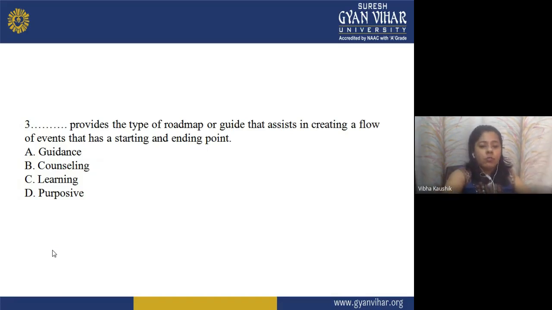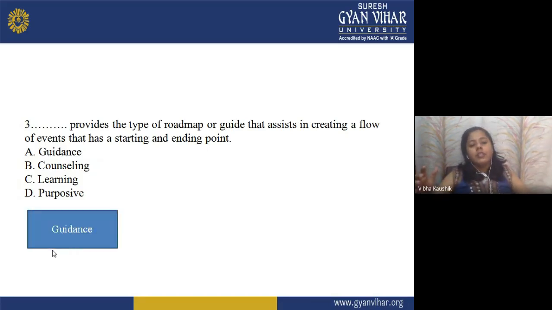Now you have to select the correct answer from the given choices. Yes, students. Now the correct answer is guidance. Now guidance is the type of roadmap or guide that assists in creating a flow of events that has a starting and an ending point.